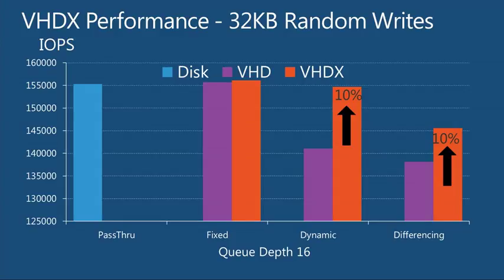So VHDXs will be a little bit larger than VHDs. But, and let me just highlight, because, sorry, this is my irate moment. Let me just highlight, fixed performance on VHD, better than pass-through. Fixed performance on VHDX, better than VHD. Please don't use pass-through. Don't.